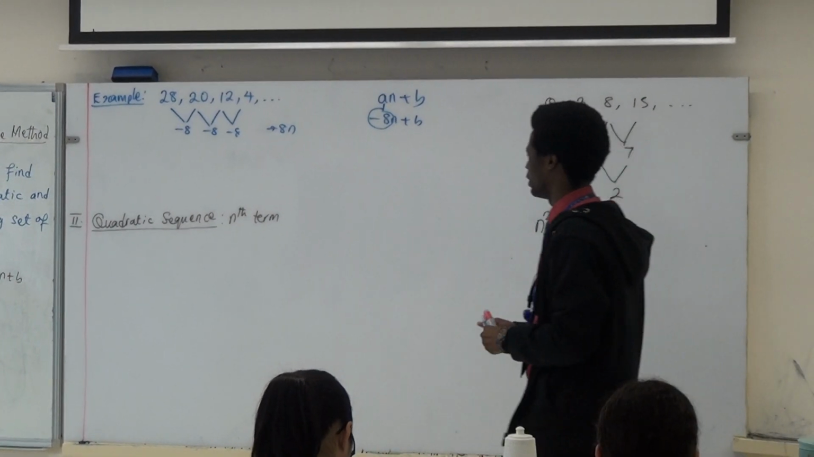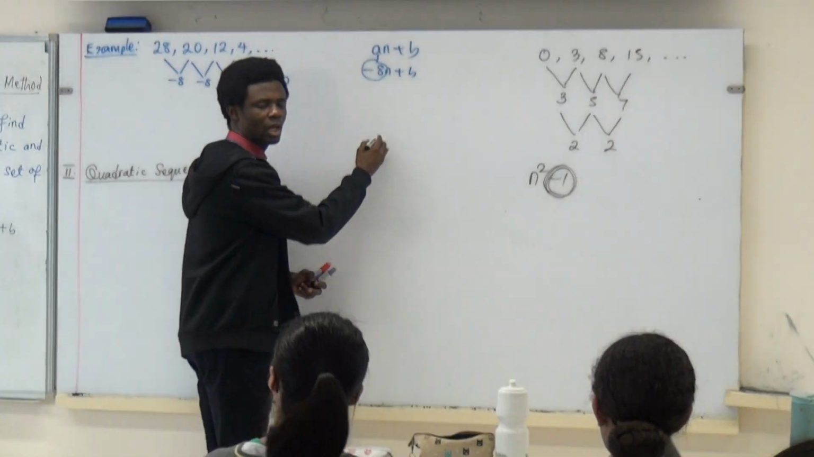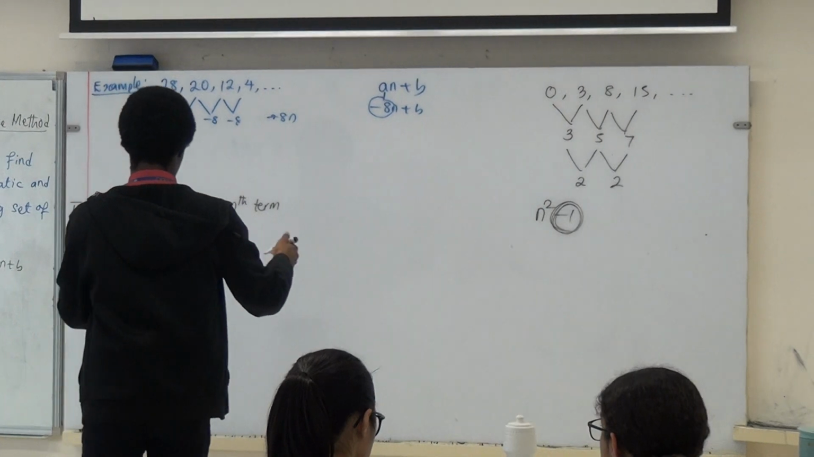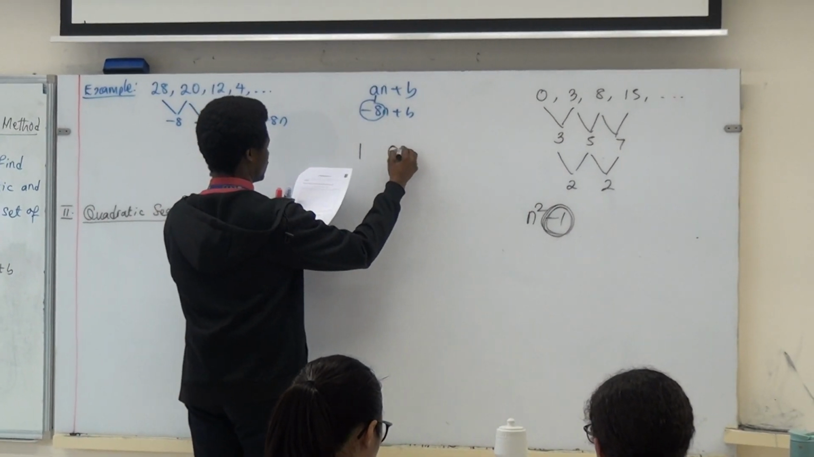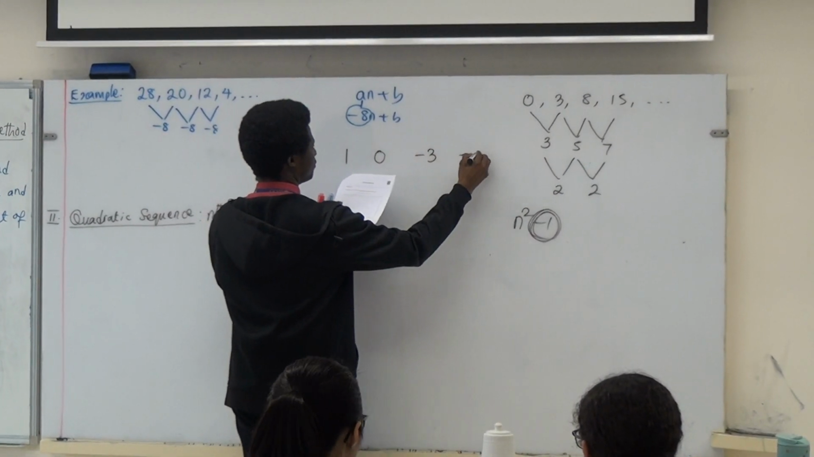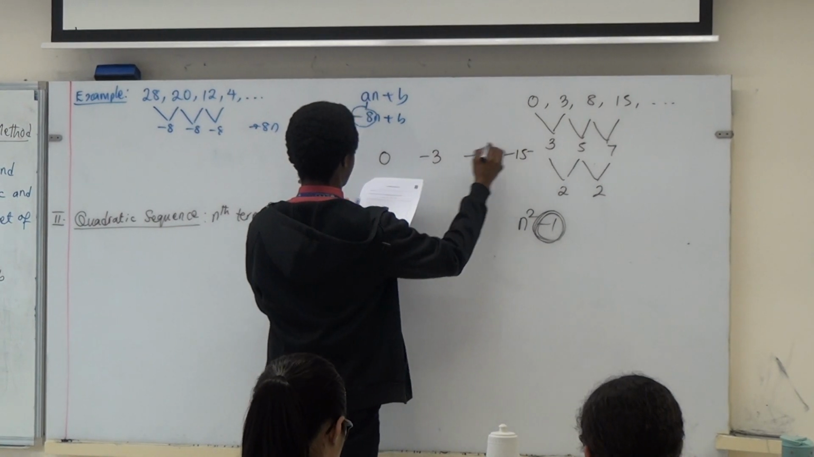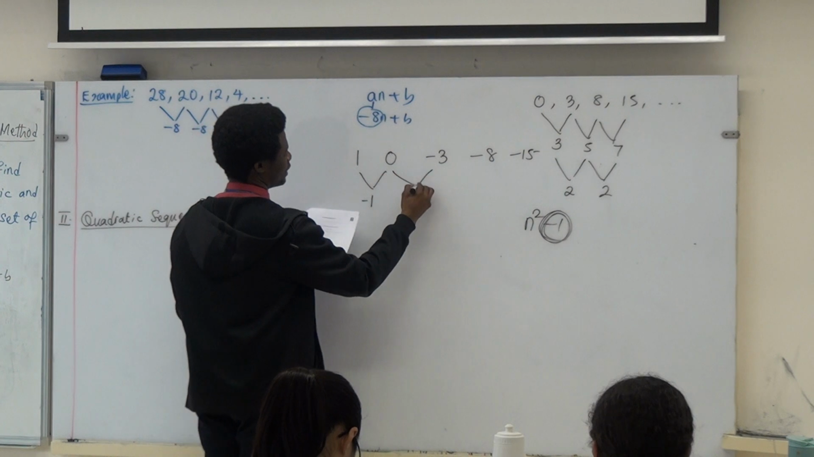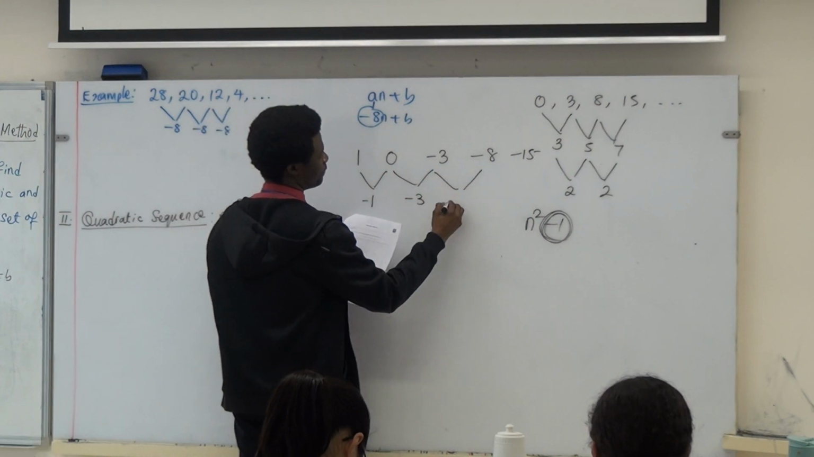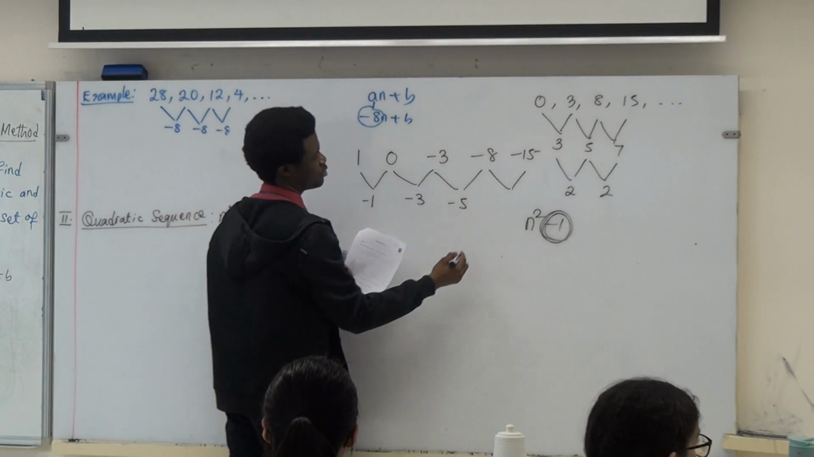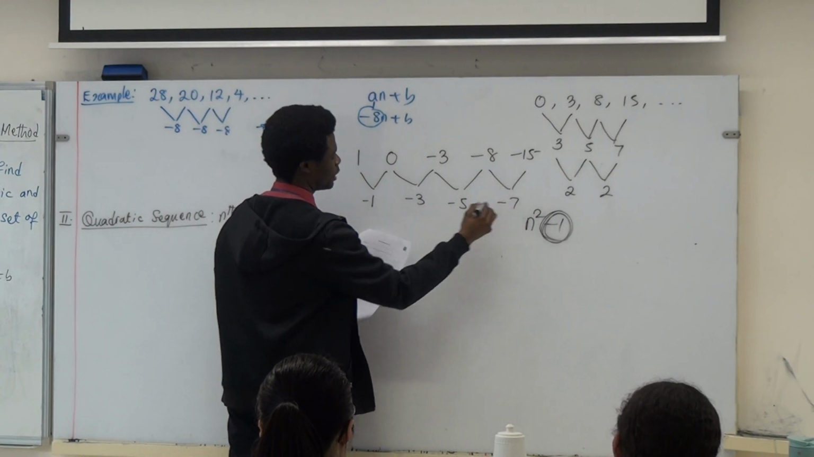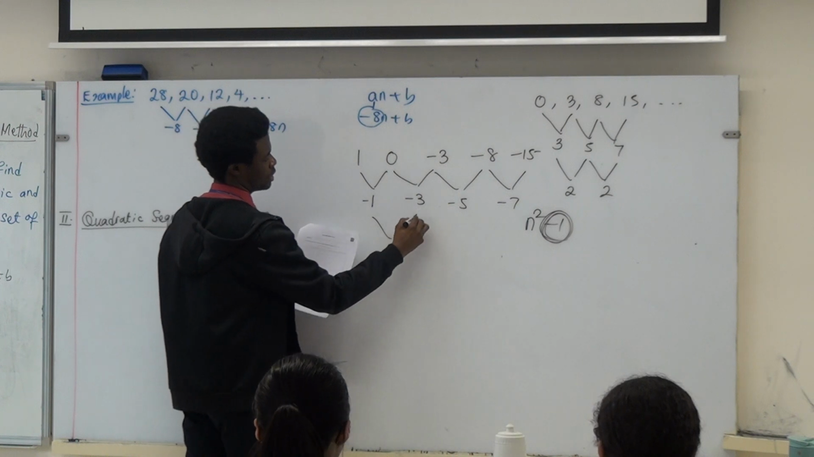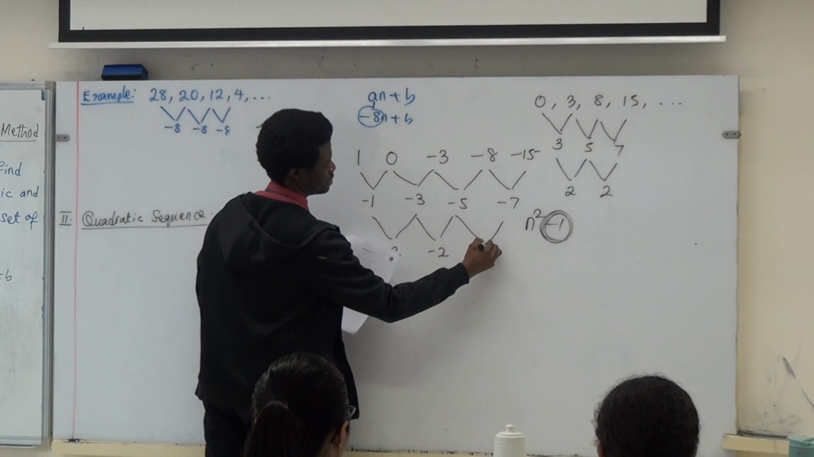Okay, I'll give you another one. Quadratic sequence. Pick one of the quadratic sequences you did last time. I'll pick this. So look at this: 1, 0, minus 3, minus 8, minus 15. Remember this question? What's the difference here? Minus 1. Difference here? Minus 3. Difference here? Minus 4. And this one? Minus 7. Quickly everyone. And the second differences? Minus 2. Minus 2. Minus 2.